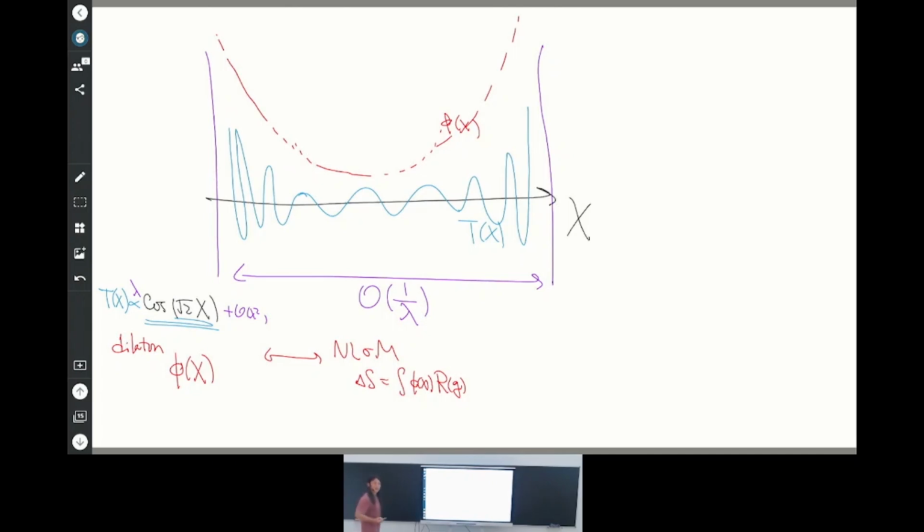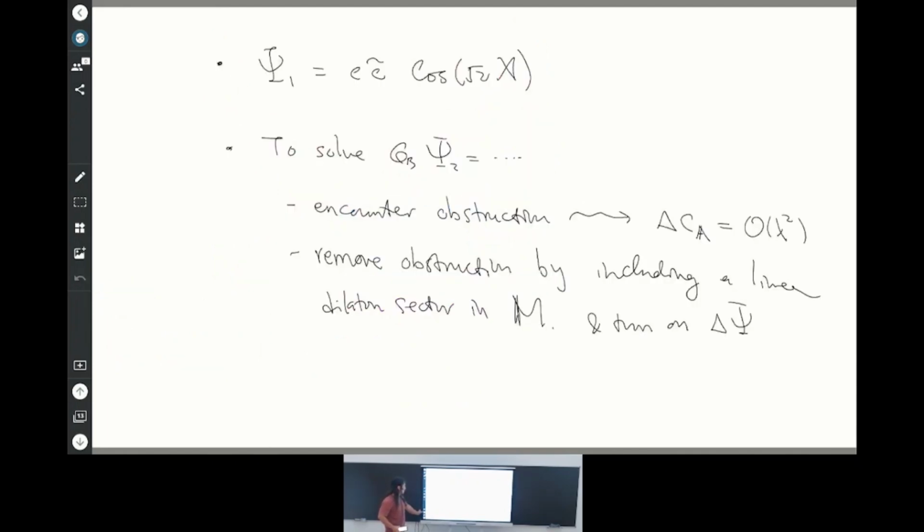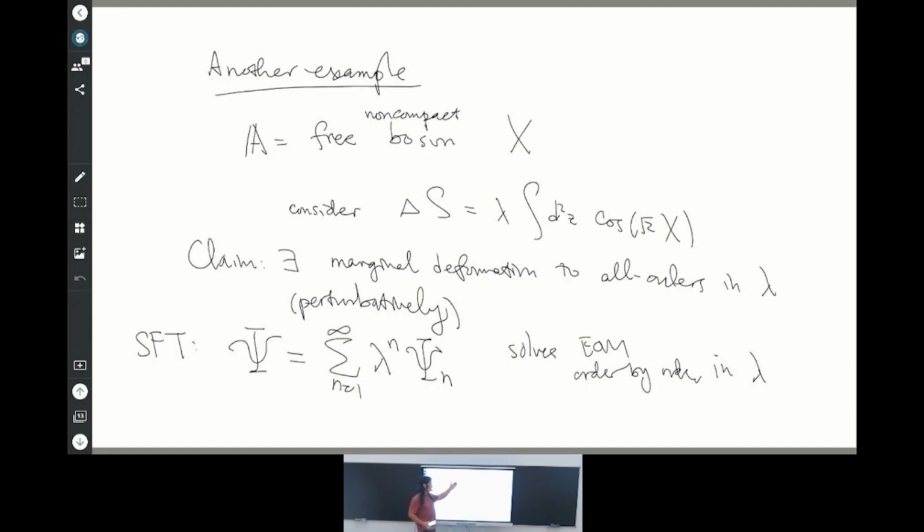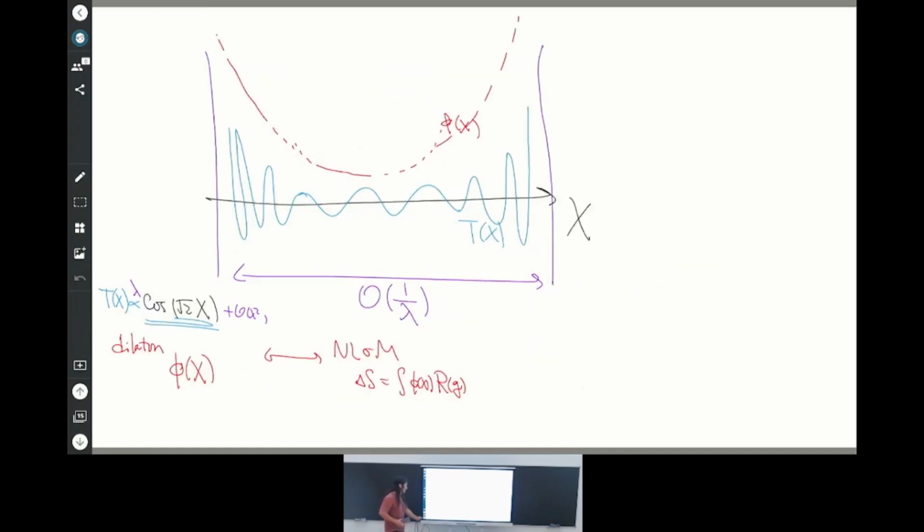Okay, so what is the interpretation of this? This is supposed to describe some kind of marginal deformation of the free non-compact boson by this cosine squared of X. And I claim that this deformation is exactly marginal to every order in lambda. So what CFT do we end up with that corresponds to this target space?